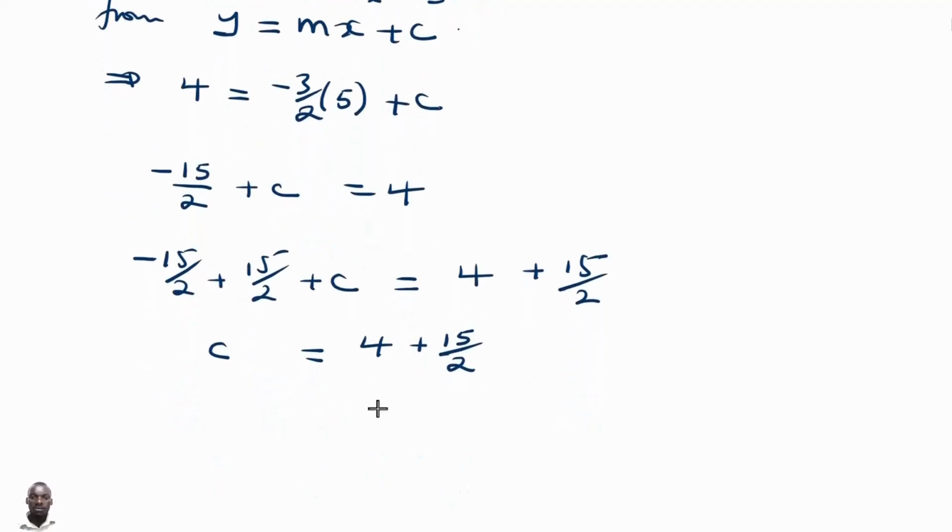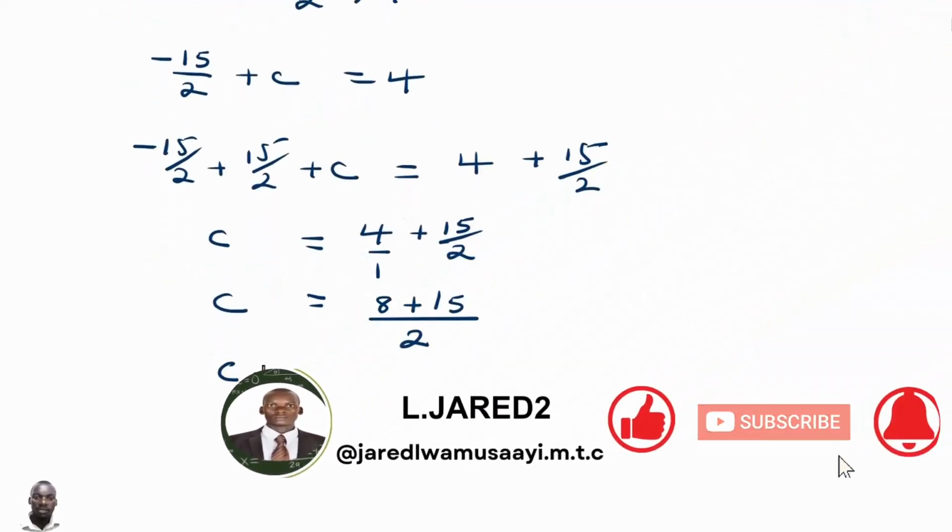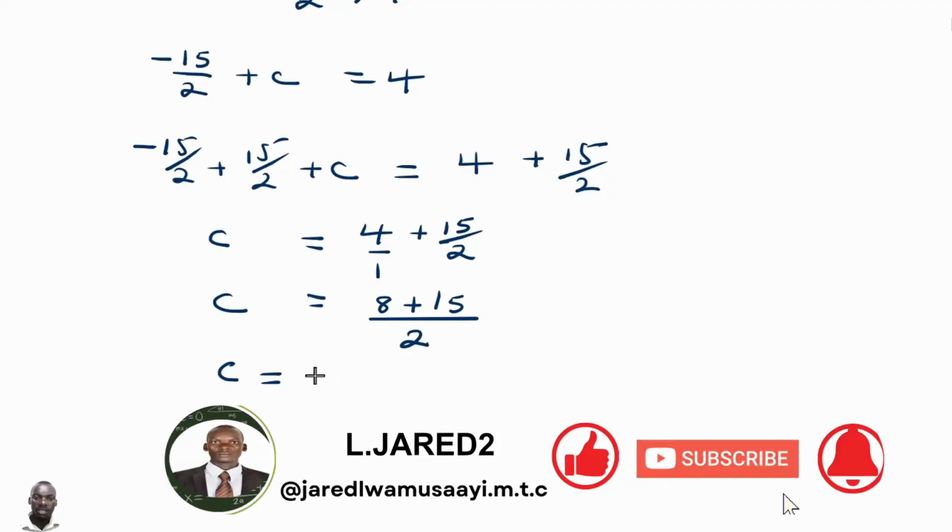In here we need to simplify further. So our c is going to be equal to, so the LCM is 2. Since here we have a denominator as 1, 2 divided by 1 is 2, multiplied by 4, we have 8, plus 2 divided by 2 is 1, multiplied by 15 is 15. So as we simplify, 8 plus 15, we are getting 23 out of 2. So this is the value of C.